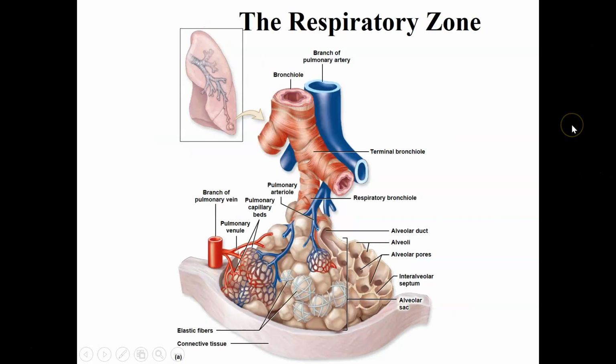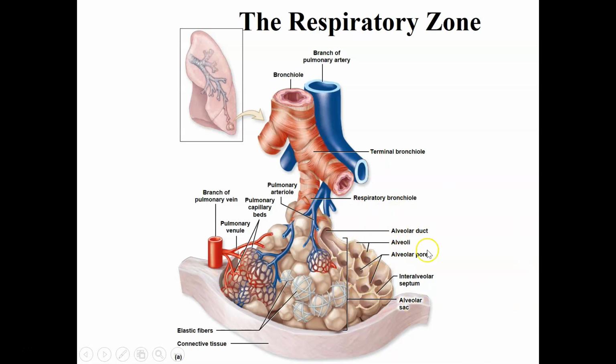All right, so I want to progress into the respiratory zone, and this slide shows some of the structures. Progressing through the bronchial tree, we're reaching the dead end here, and the dead end is where the gas exchange is going to happen. There are some features I want to point out. Leading into these structures is a respiratory bronchiole. Basically, that's the smallest part of the conducting zone, and that's going to lead into an alveolar duct and into alveoli.